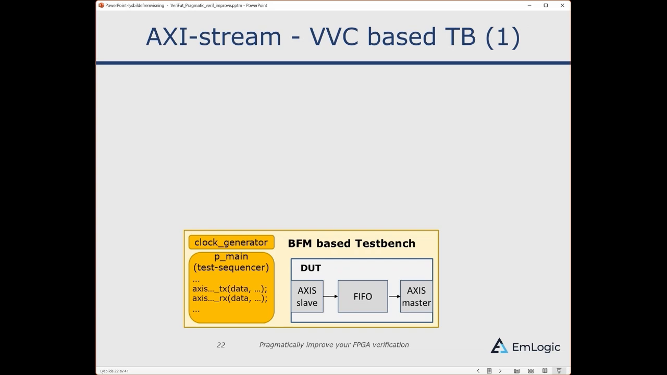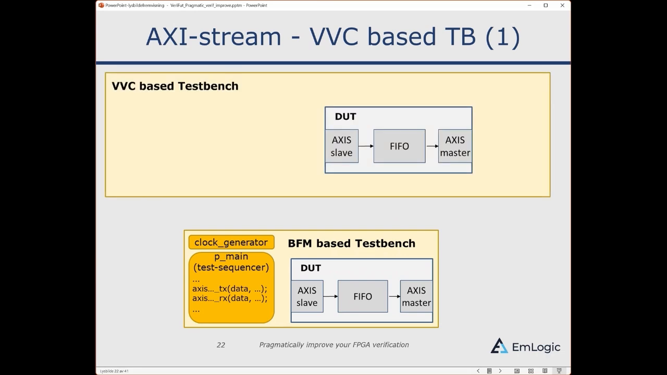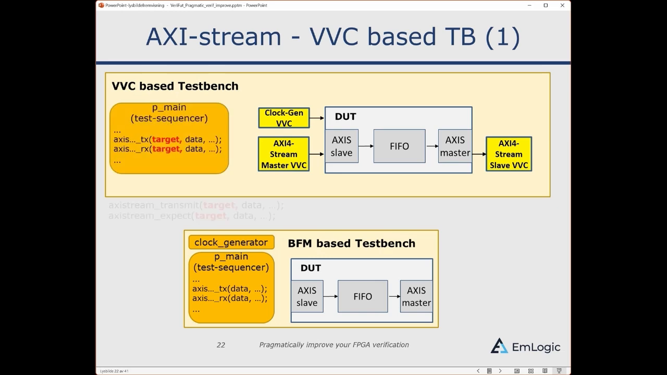So if we now look at the AXI Stream verification component-based testbench, then we have the BFM-based testbench below and the verification component-based testbench on the top here. You can see verification components on both interfaces and on the clock generator. And then we have the main test sequencer again.